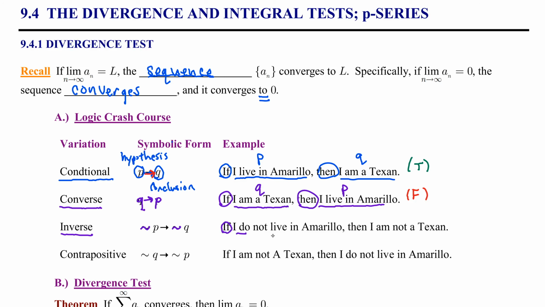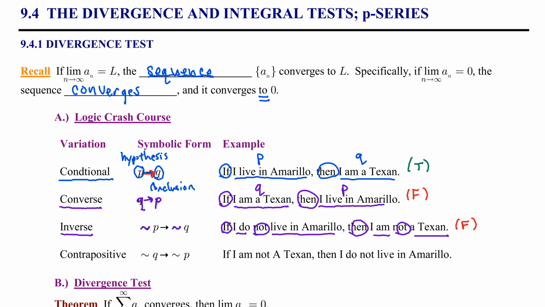If I do not live in Amarillo, then I am not a Texan. So the words if and then are logical connectives. Not, the negation, is also a connective. And the hypothesis and conclusion are in the same order as the original conditional. But listen to the statement again. If I do not live in Amarillo, then I am not a Texan. Is that always true? Again, we could cite the situation where you live in Dallas, you are still a Texan. So we could make the observation that, again, this is a false statement.